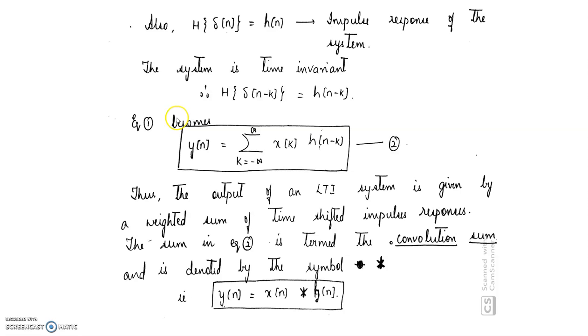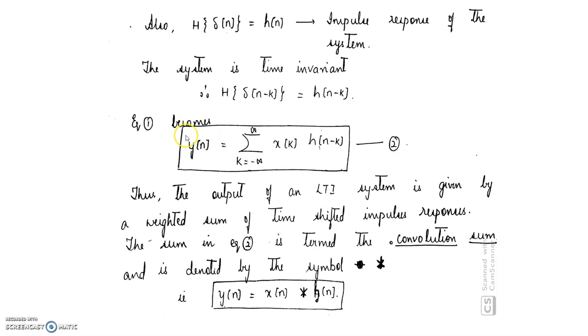So this equation that we have obtained here is the equation for convolution. That is, summation x of k into h of n minus k. This in a compact notation is written as x of n star h of n. The star symbol indicates the convolution operation.